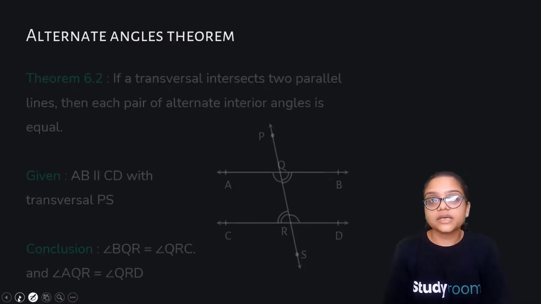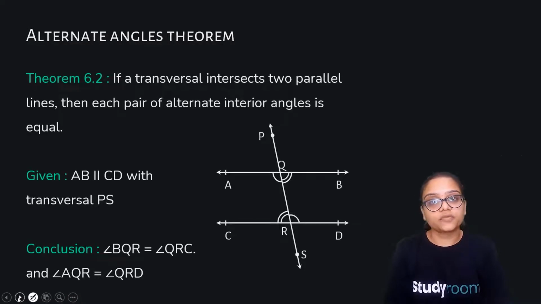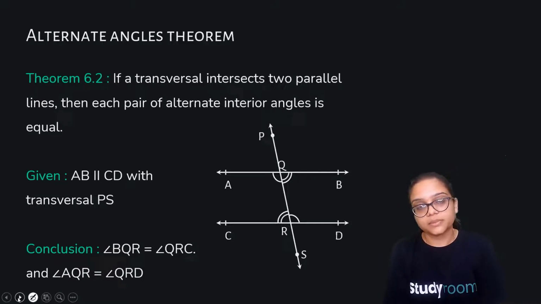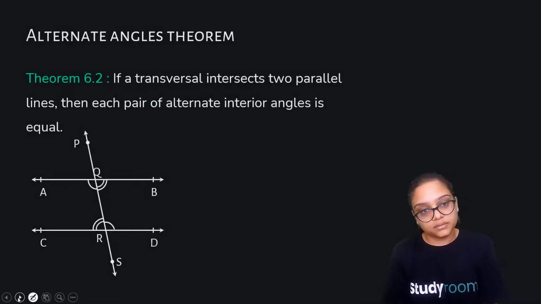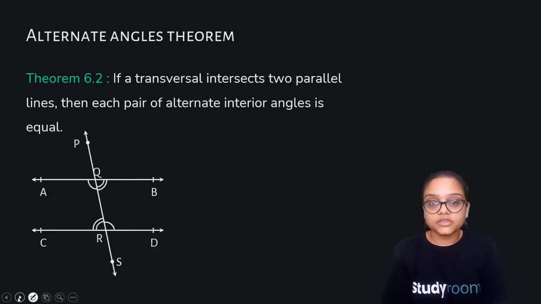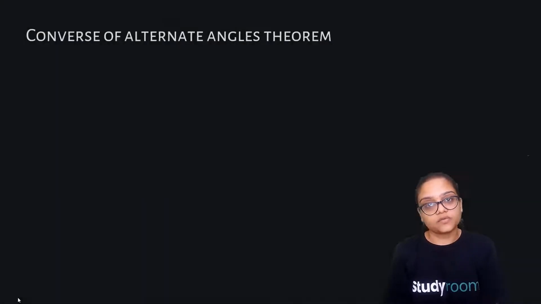If a transversal intersects two parallel lines, then each pair of alternate interior angles is equal. Okay, so angle BQR is equal to angle QRC, and in a similar fashion the other way. Also, if two lines are intersected by a transversal and each pair of alternate interior angles is equal, then we say that the lines are parallel. Okay, so this is the converse.